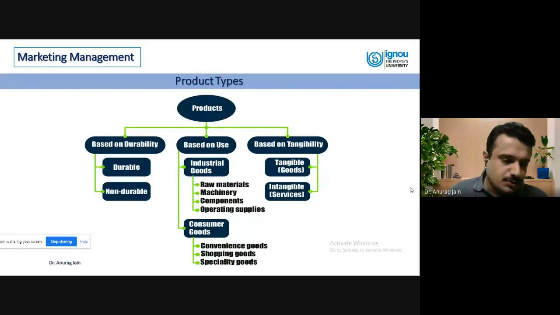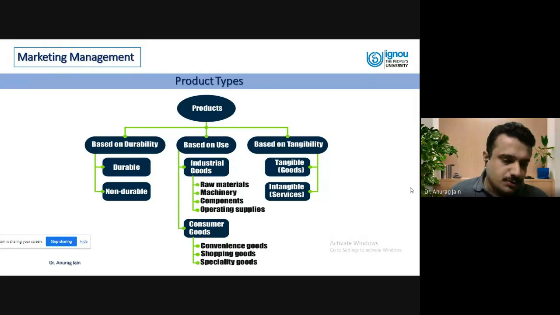So the frequency will be much longer, right? It is not as frequent as you buy groceries. It is not as frequent as you buy milk. So specialty goods are high priced goods, and you spend a good amount of time, effort, and energy in buying these goods.